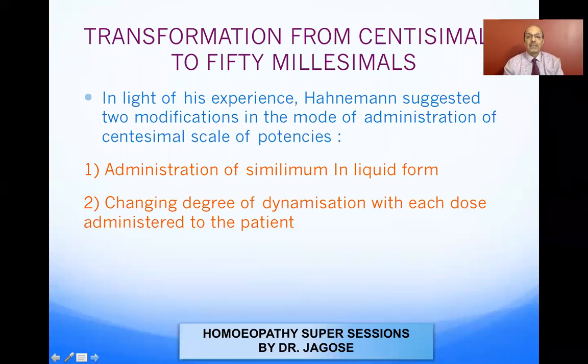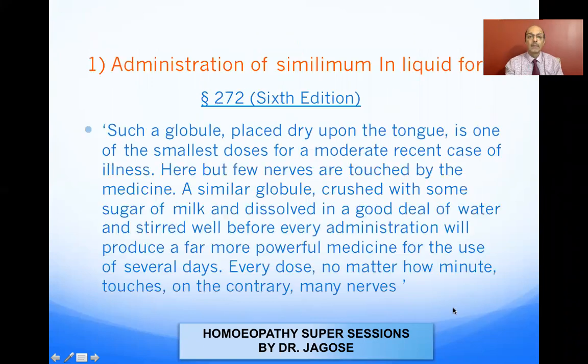Well, in the light of his experience, Hahnemann suggested two modifications in the mode of administration of centesimal scalar potencies. They were administration of similimum in liquid form, and changing the degree of dynamisation with each dose administered to the patient. As I told you in the last video on part 2, in the 50 millesimal the pellets are dissolved in water and given, as compared to the centesimal, wherein the dry dose was given, and you can easily change the degree of dynamisation with each dose administered to the patient. Now let us see something more about each of these points.